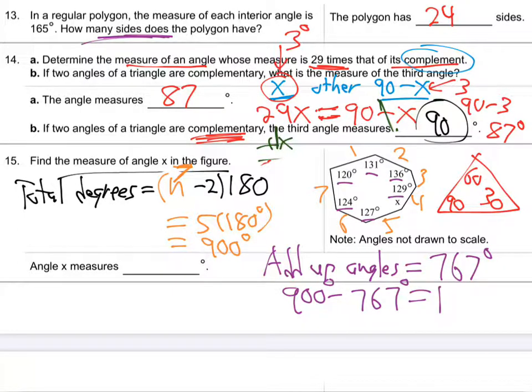What is that, 133? So that X angle must be 133 degrees. Is that good? So have what you need on your 3x5 card for that. Maybe just the n minus 2 times 180. Or just make triangles on that one.